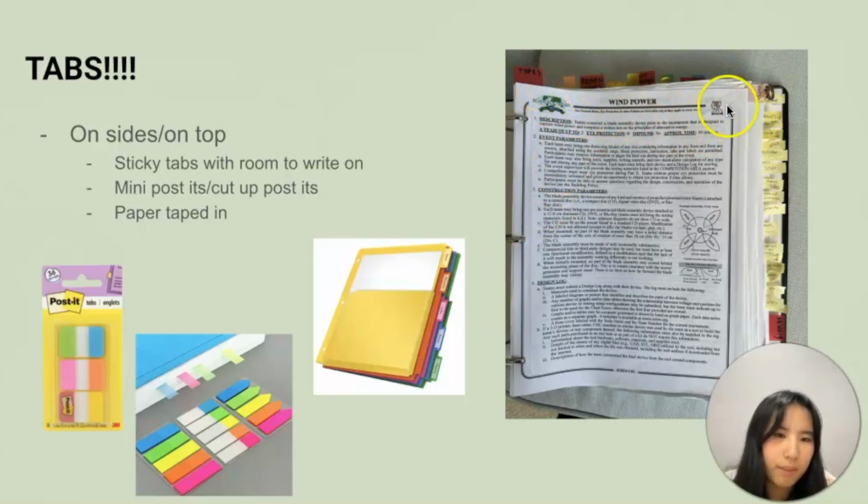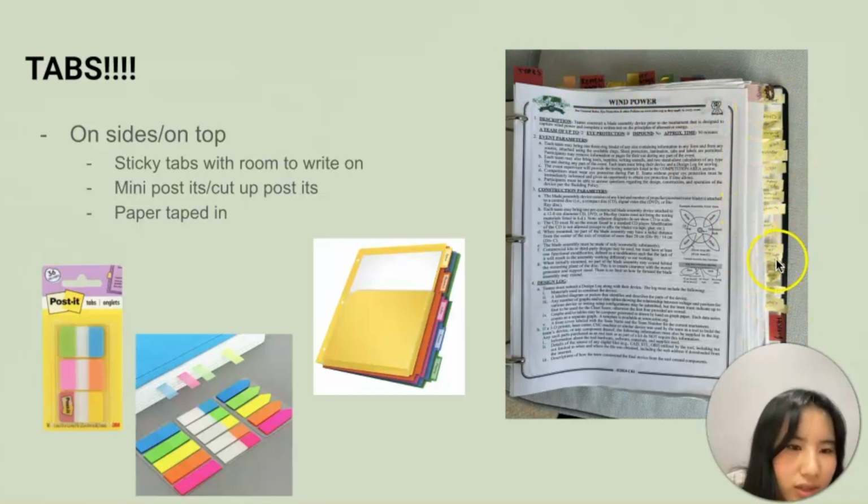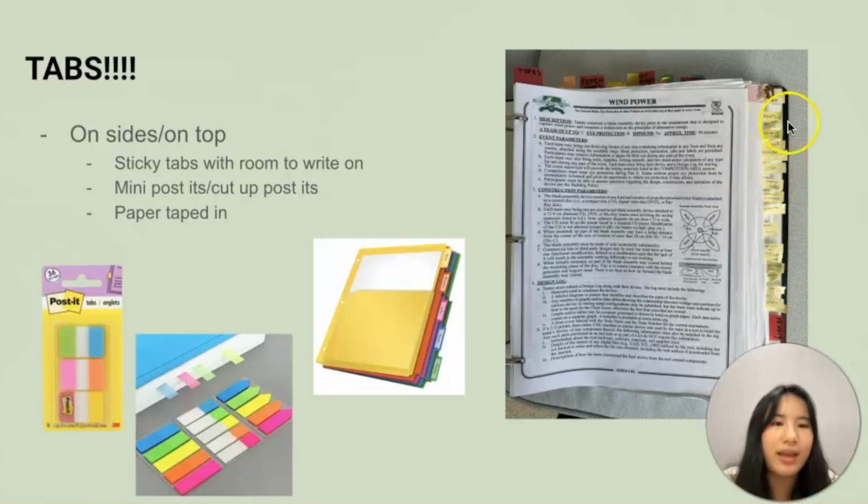Over here, the way my WinPower binder is organized is I have these big red tabs for the main categories of information. And then I have these small yellow tabs of things that I feel like I refer to more and I want to find. So for example, if I want to learn about WinPower blades, I have a tab right here. If I want to do calculations, I have a tab right over here.